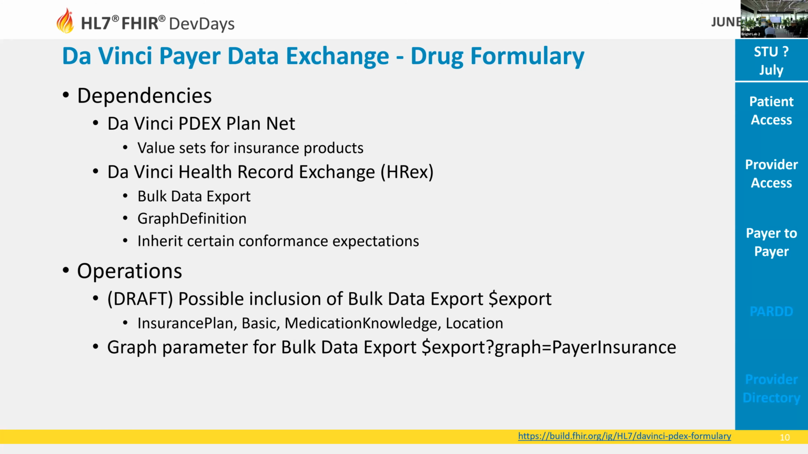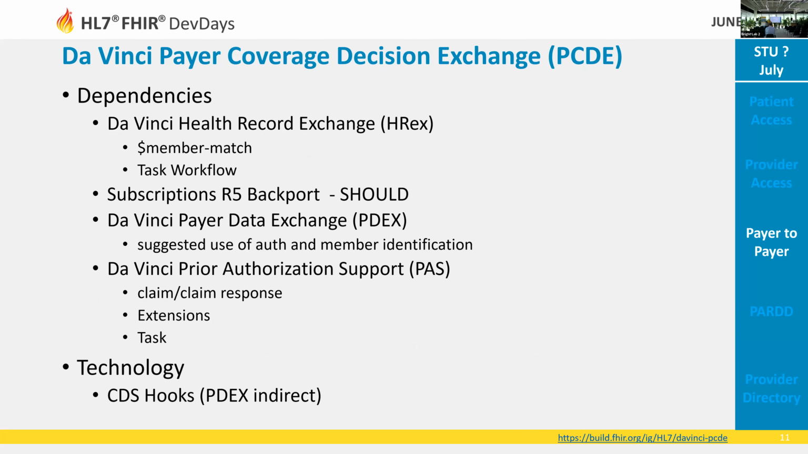That's the ability to run like an include search, like in a previously stored way. Also, towards the end of the IG is this little draft explanation where we might use bulk data export, and that's where that graph definition comes in. So I'm going to run through these.